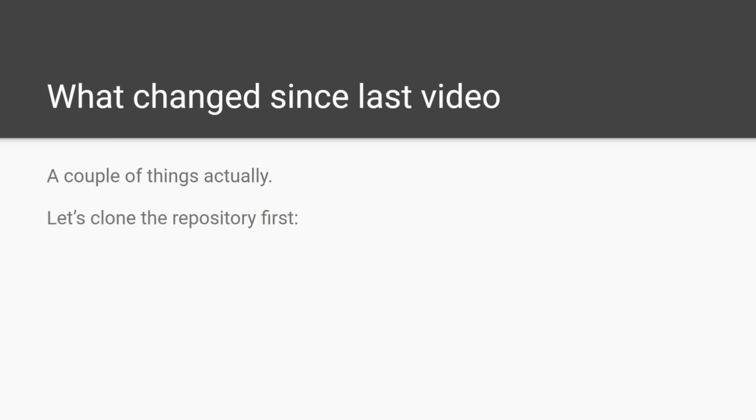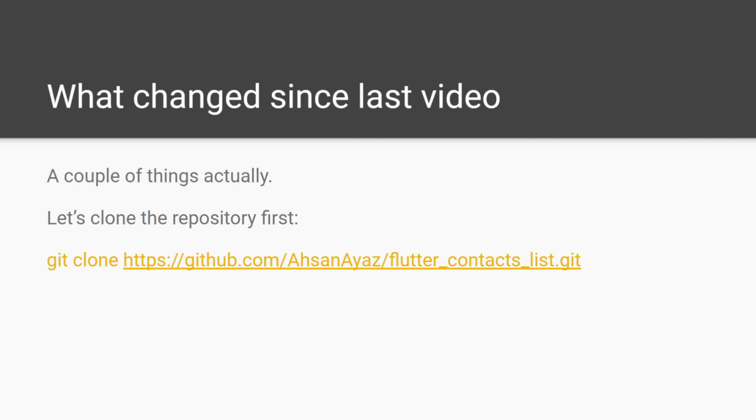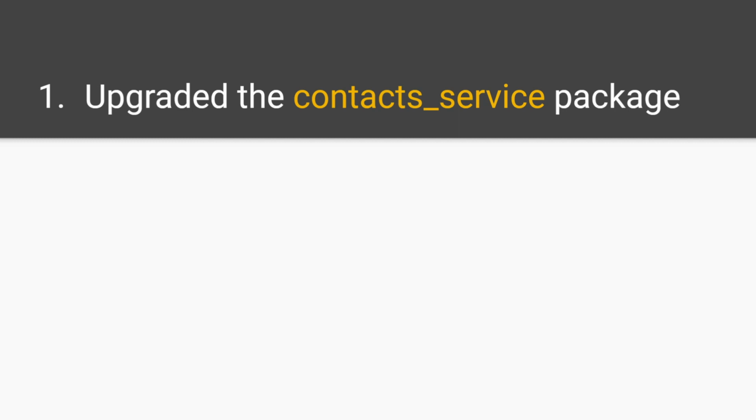Let's get into the code. So what actually changed since the last video? Actually, a couple of things. But before, we have to clone the repository, so you would run this command with the git clone. And once you have cloned the repository, you need to switch to this particular branch, which is feat/add-delete-contacts-start. And once you have done this, we can go forward and I'm going to tell you what else changed.